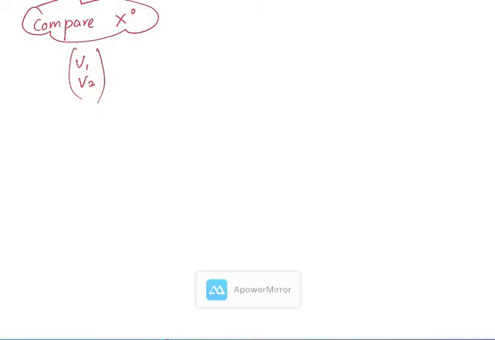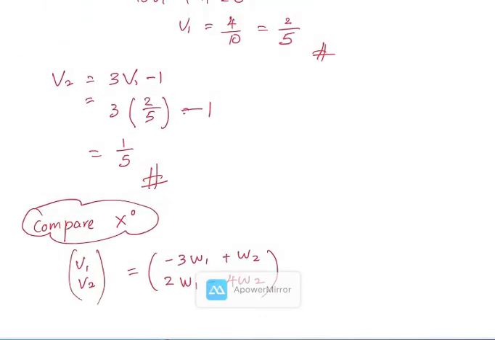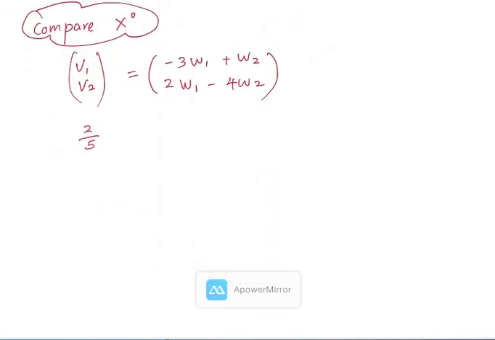So I write down v1 and v2 equal to negative 3w1 plus w2, 2w1 minus 4w2. Okay. So v1 and v2 that you obtain from the previous is 2 over 5 and 1 over 5. 2 over 5 equal to negative 3w1 plus w2. So w2 equal to 3w1 plus 2 over 5. So this is named equation 3.